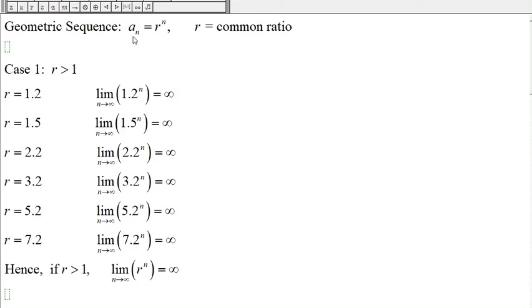When we have a sequence of the form some constant and then exponent n, this is called a geometric sequence. R is called the common ratio. So for example, if we have a sequence like 1.2 to the n, the common ratio is 1.2. If we have a sequence like 1.5 to the n, then this is a geometric sequence with common ratio 1.5, and so on. And now we'll look at why this is equal to infinity.